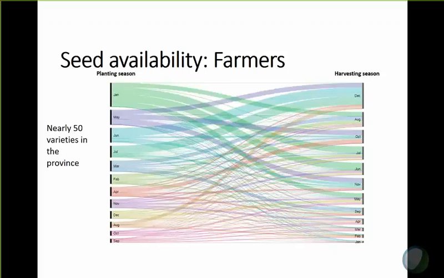We have the planting season on the left side, and the harvest season on the right-hand side. We can see that farmers mainly plant during January, May, June, and July, and they mainly harvest in December, August, October, and July. However, if farmers plant during January, they are harvesting in August, July, June, and May. That means they have different varieties that they are planting and harvesting at different times during the year.